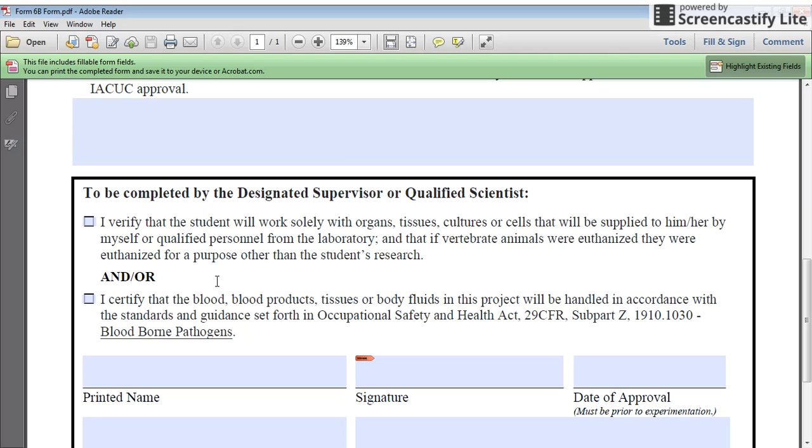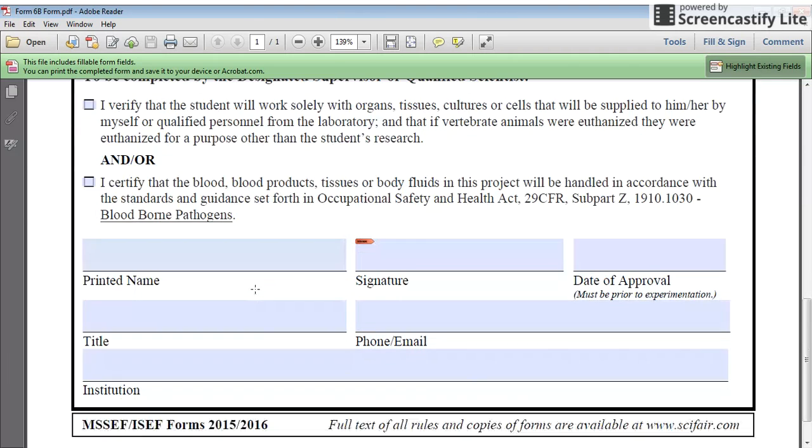The second box is asking the designated supervisor or qualified scientist to certify that the blood products, tissues, or bodily fluids in this project will be handled in accordance with the standards and guidance set forth in the Occupational Safety and Health Act, 29 CFR. The lower portion is just simply for the signature, the date of approval, title, institution.